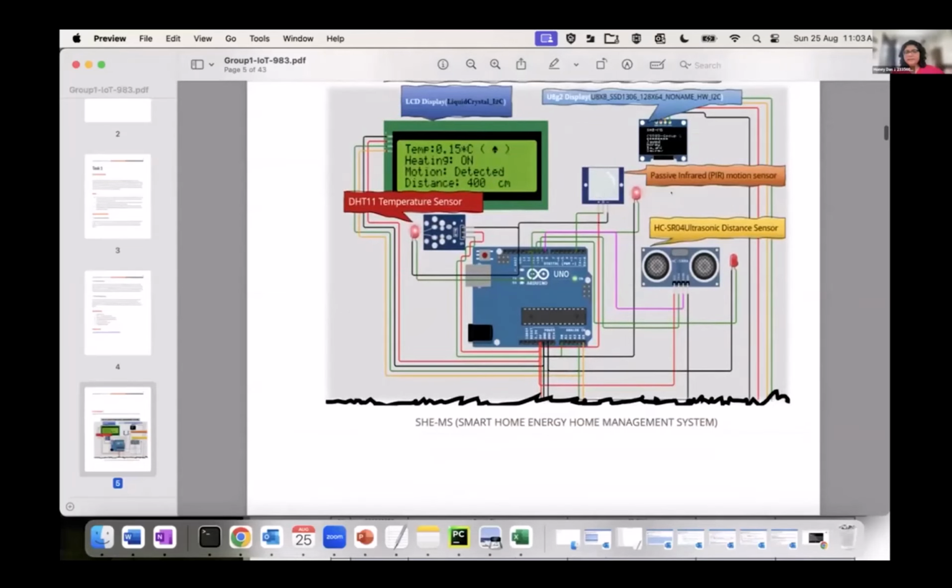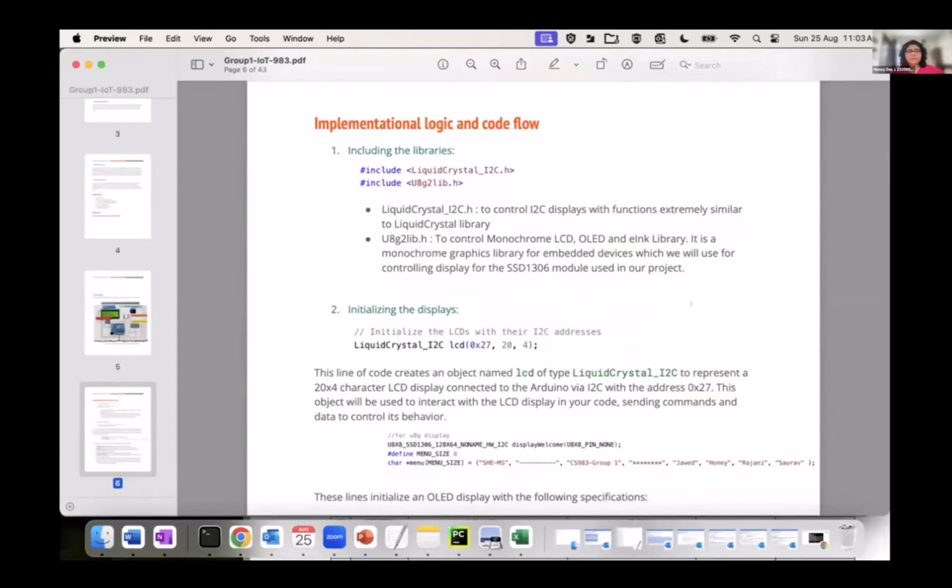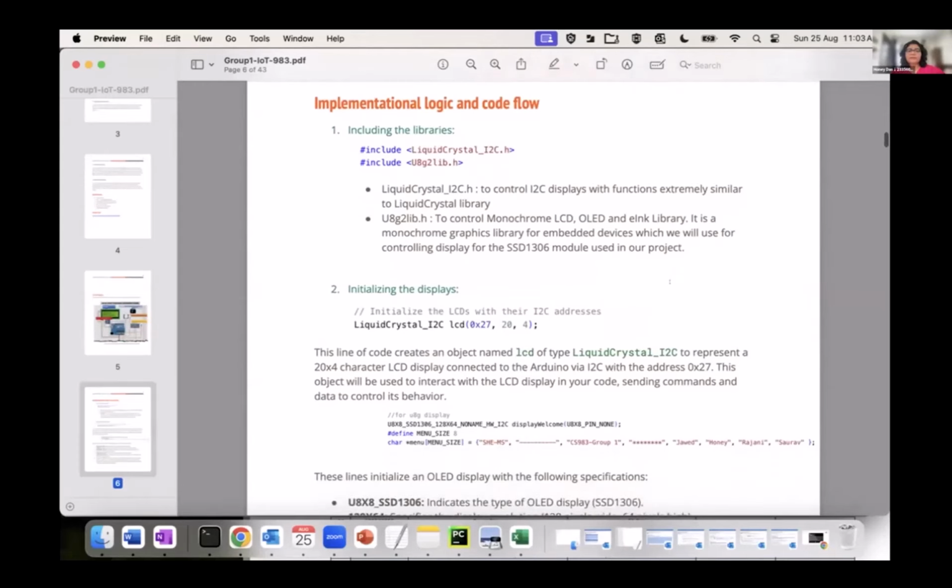We have three LEDs which would glow and turn on and off based on the threshold values defined in the code. Now, the most important part of the entire logic and the code flow follows. While doing the demo, we will also give you a quick walkthrough of the code as well, but just a very high level overview.